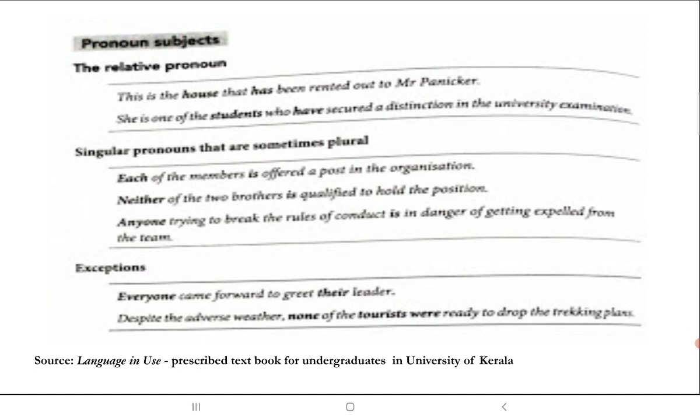Now let us look into what happens when singular pronouns are used. There are certain exceptions when the singular pronouns are being used, but they are considered as plurals. Each of the members is offered a post in the organization. This is one exception. Similarly, neither of the two brothers is qualified to hold the position. Anyone trying to break the rules of conduct is in danger of getting expelled from the team. So these are examples of certain singular pronouns that are sometimes used as plurals.